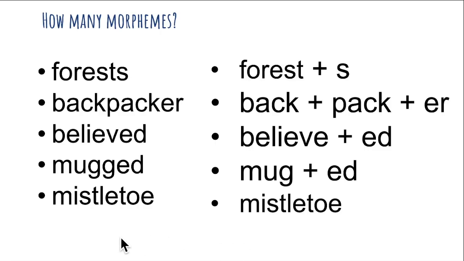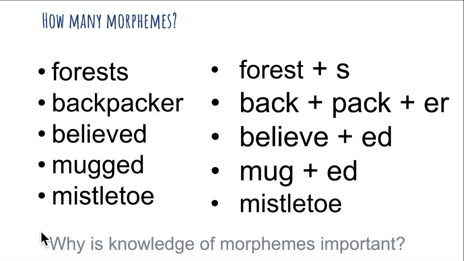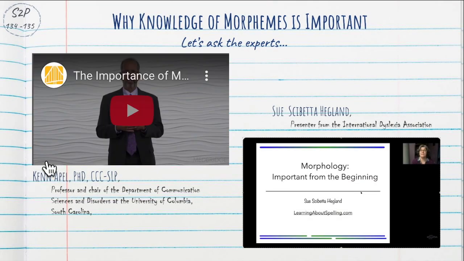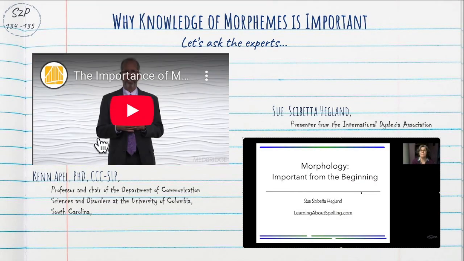Okay? Now, somebody's probably asking themselves at this point, why? Why do we care? This seems like a 3rd grade thing or 4th grade thing. Well, that's a very good question. So to answer this question, we are going to go ahead and ask the experts. Let's see what Ken Appel from the University of Columbia, South Carolina has to say.